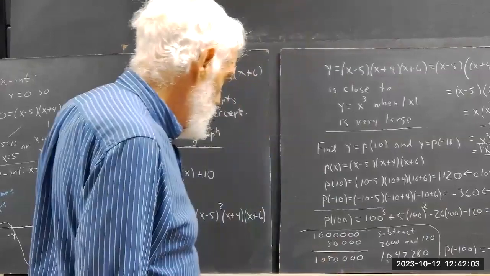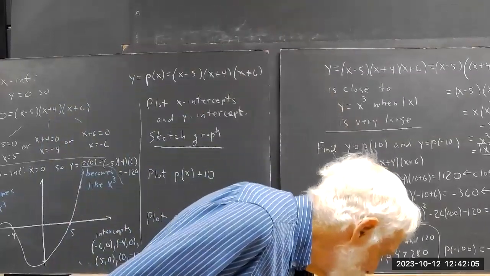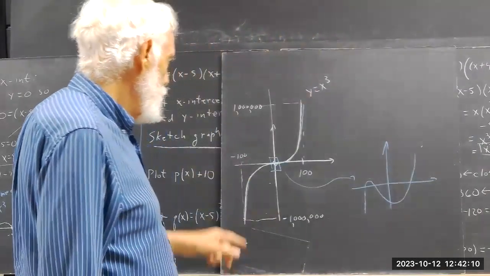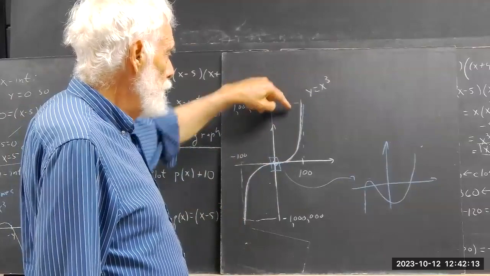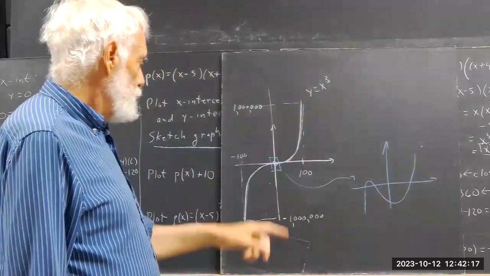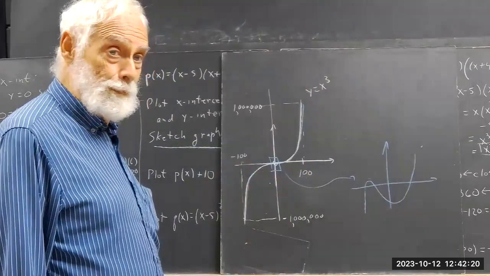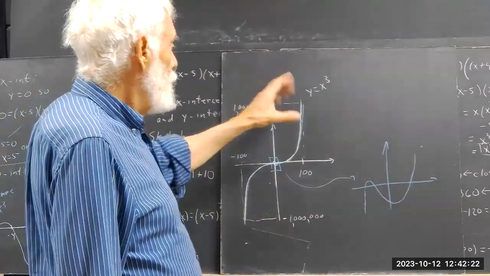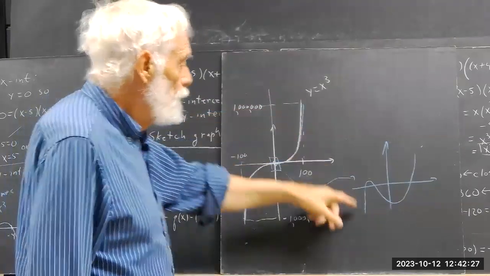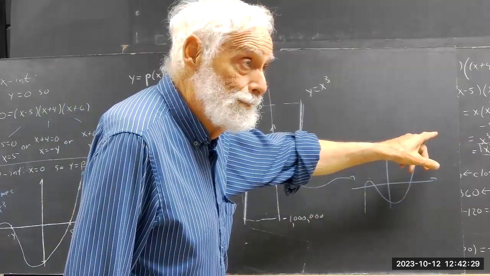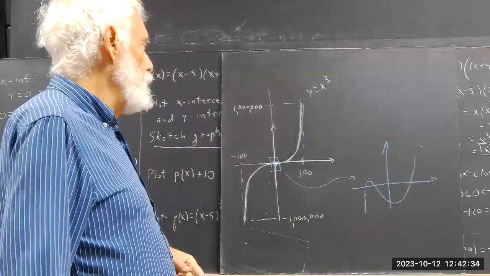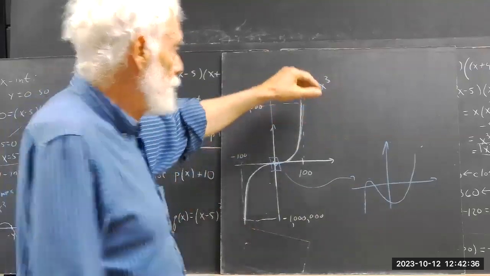And then what we get is a graph. Okay, this white graph is the x cubed graph, and this blue graph is our p of x graph. Now the scale here is from negative 100 to 100. The big difference between these two graphs occurs if we zoom in close to the origin where we've got this. If we get away from the origin, the graph is very close to the graph of just x cubed.